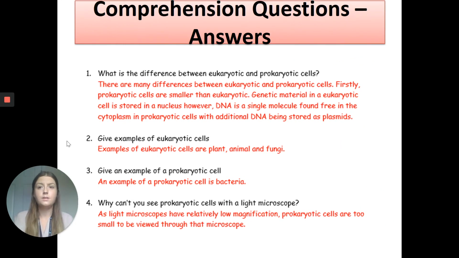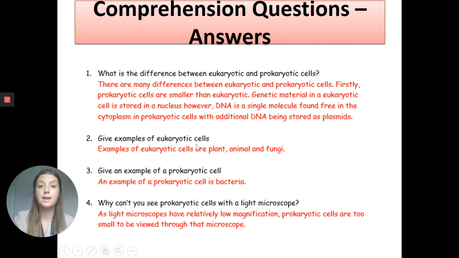Okay, so these are my answers that I came up with. What is the difference between eukaryotic and prokaryotic cells? There's many differences between those two types of cell. Firstly, prokaryotic cells are smaller than eukaryotic. The genetic material in a eukaryotic cell is stored in the nucleus. However, DNA in a single molecule is found free in the cytoplasm in prokaryotic cells, with additional DNA being stored as plasmids. Okay, so that's identified one of the main differences.